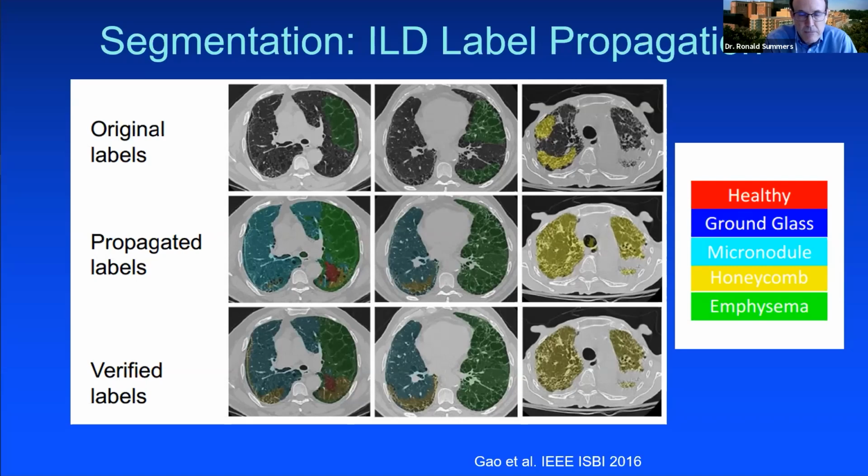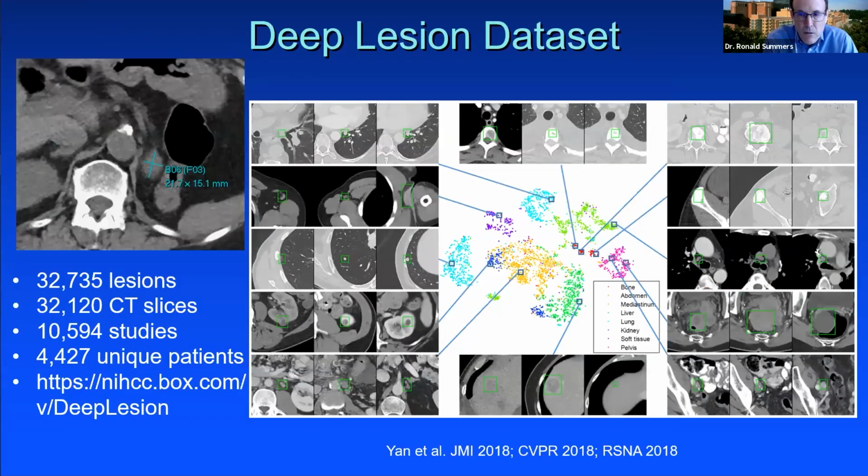Next slide, please. One of the areas that my group has been working on is to try to identify all kinds of abnormalities on the images. And we've released to the public a data set called the Deep Lesion Data Set, which includes annotated lesions from all parts of the body, including lung nodules, bone lesions, liver lesions, and so forth. There are over 32,000 lesions in this data set used for training AI systems.